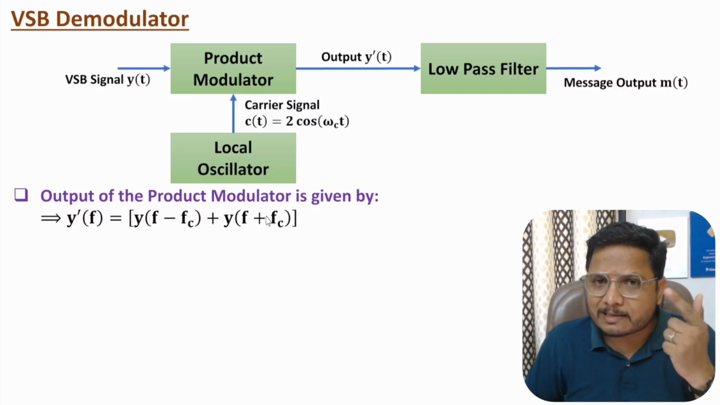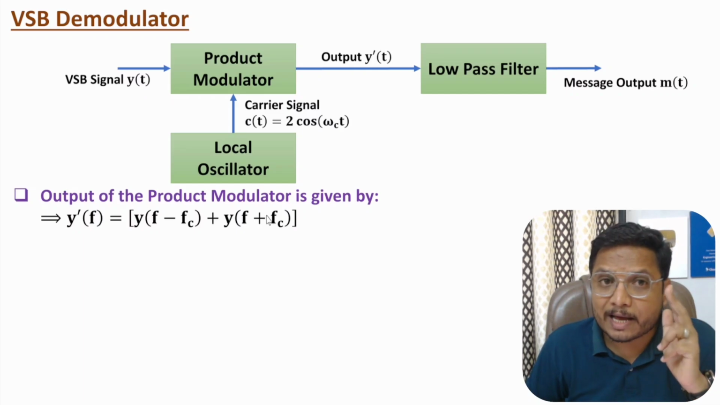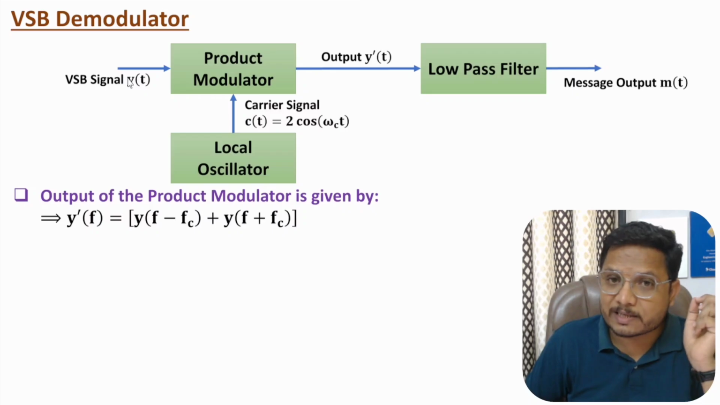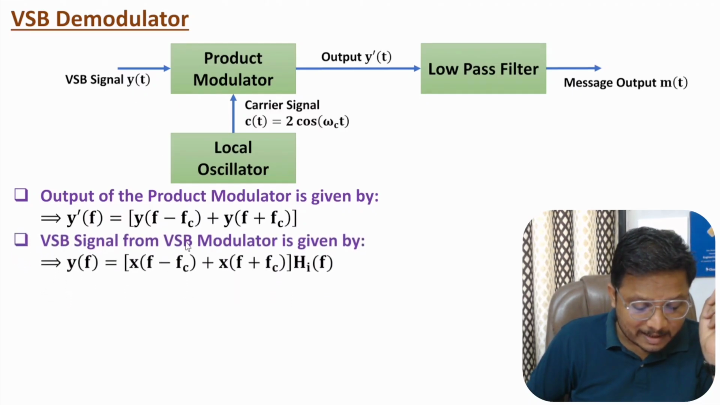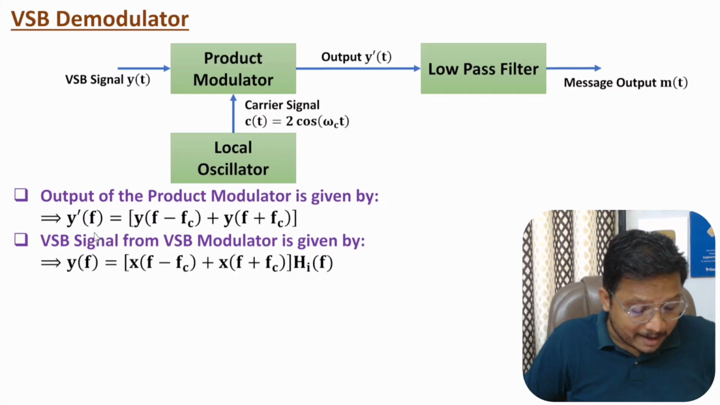See, in my last slide, I explained y of f, that is the VSB signal. Let me place it over here again. See, the VSB signal is x of f minus fc plus x of f plus fc, into h i of f, right? Now, to get this in terms of x of frequency response, here, see with this, here we have y of f. To get y of f minus fc, in this we need to substitute f minus fc instead of f.